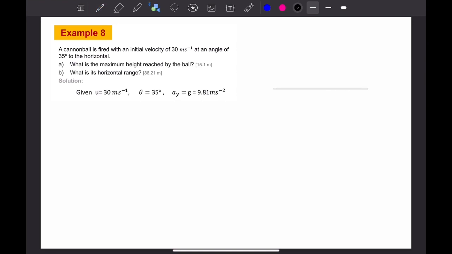A cannonball is fired with an initial velocity of 30 and an angle of 35 to the horizontal. So let's draw it so that you can see clearly. We have a ground and a cannonball, and you are given the u. So u is 30 meters per second, and then the angle is 35 to the horizontal.